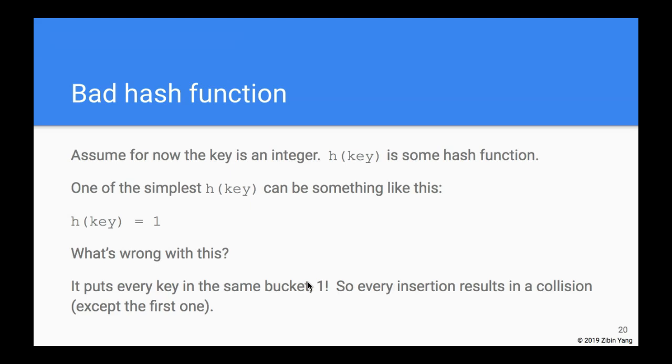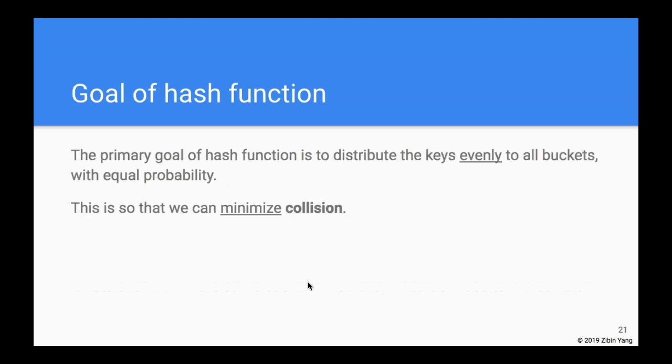Even though this is an extreme example and we'll never do something like that, it gives you the intuition of what a good hash function is. A good hash function distributes the keys evenly to all buckets, with equal probabilities. The whole goal is to minimize collisions.